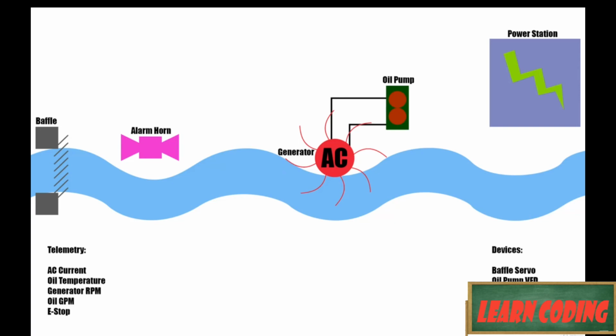Telemetry, what kind of things are we measuring? We're looking at the current going out of this system. That's an analog. We're looking at the oil temperature, and we're looking at the generator RPM. These are analog values. We're looking at the oil gallons per minute. So how fast is that oil flowing through that system? These are all analog values we're going to have to be pulling into our system and scaling and monitoring.